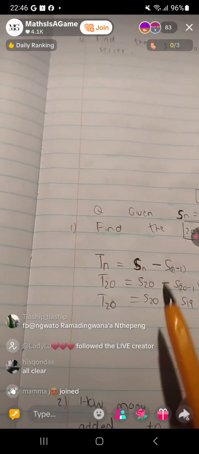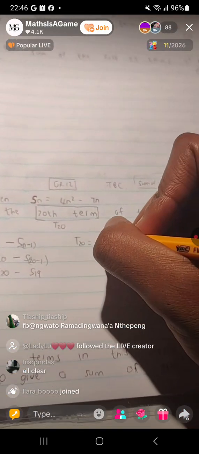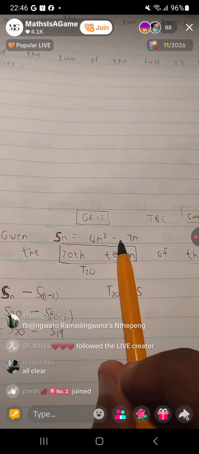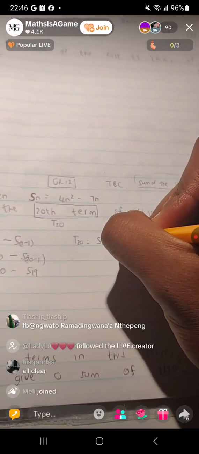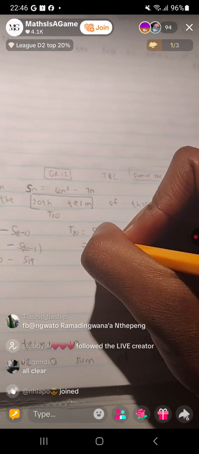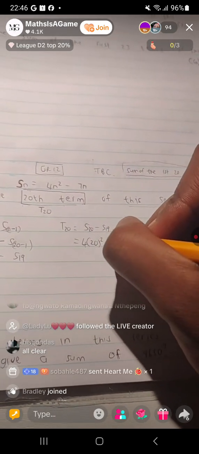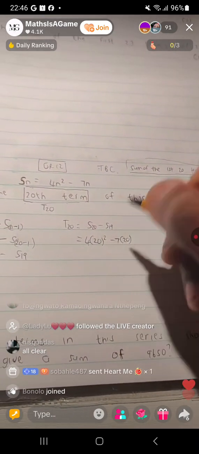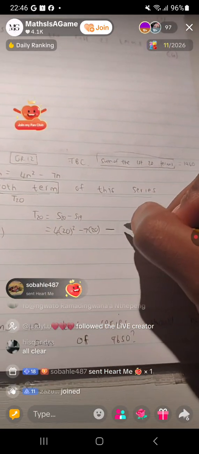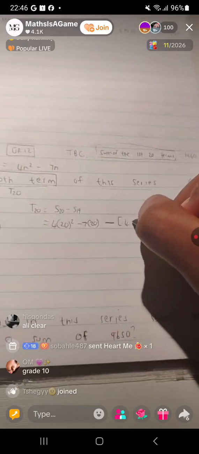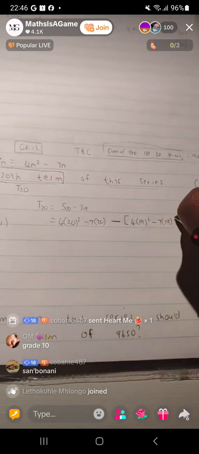So we can go ahead then and do that, and I'm sure you guys can do that very comfortably. Then T20 is equal to the sum of the first 20 terms. So you substitute that sum of the first 20 terms into the formula. So you would simply say 4 into 20 times 20 squared minus 7 into 20. That's S20 substituted. You then minus what? 4 into 19 squared minus 7 into 19.